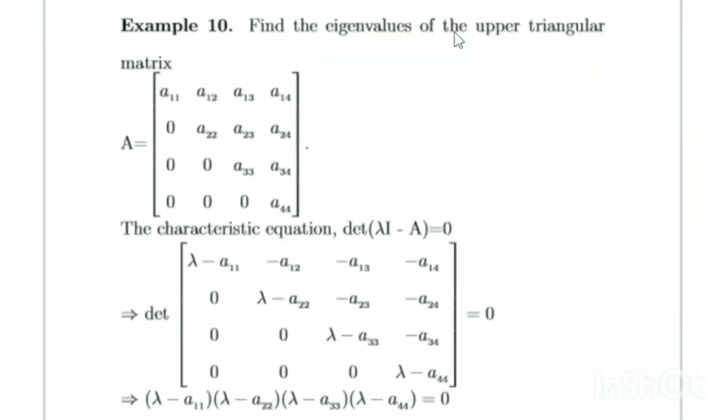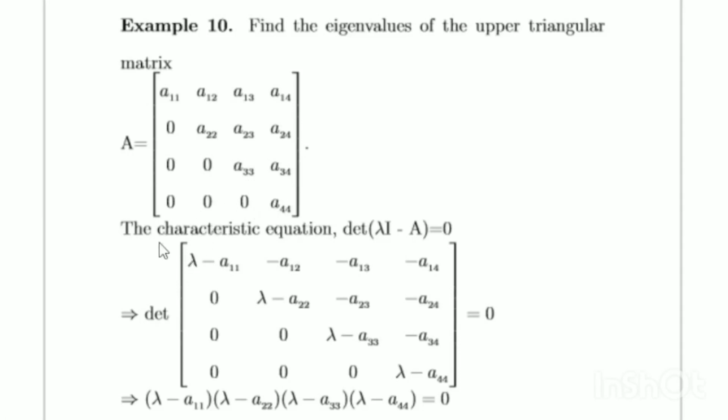Find the eigenvalues of the upper triangular matrix. Upper triangular matrix: above the diagonal you have the elements. Lower triangular matrix: below the diagonal elements, all will be non-zero elements. So find the eigenvalues of upper triangular matrix A equal to A11, A12, A13, A14; 0, A22, A23, A24; 0, 0, A33, A34; 0, 0, 0, A44.